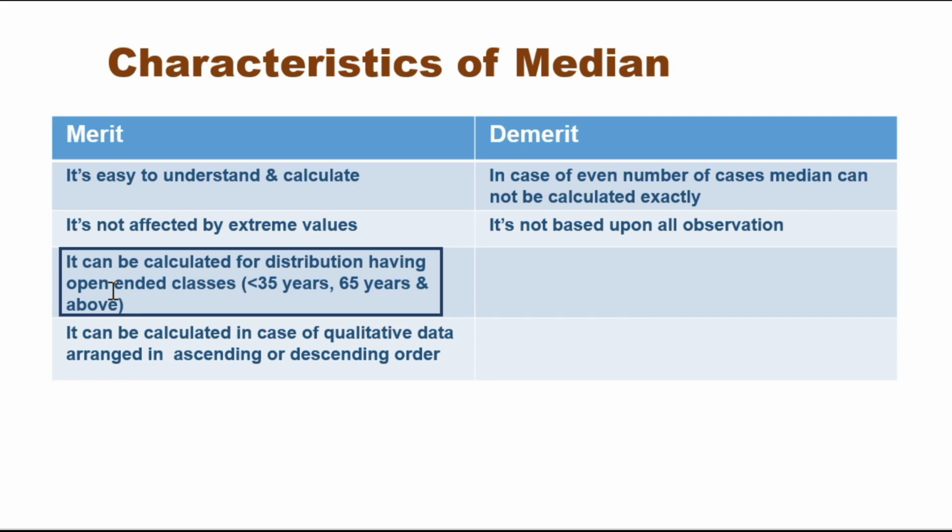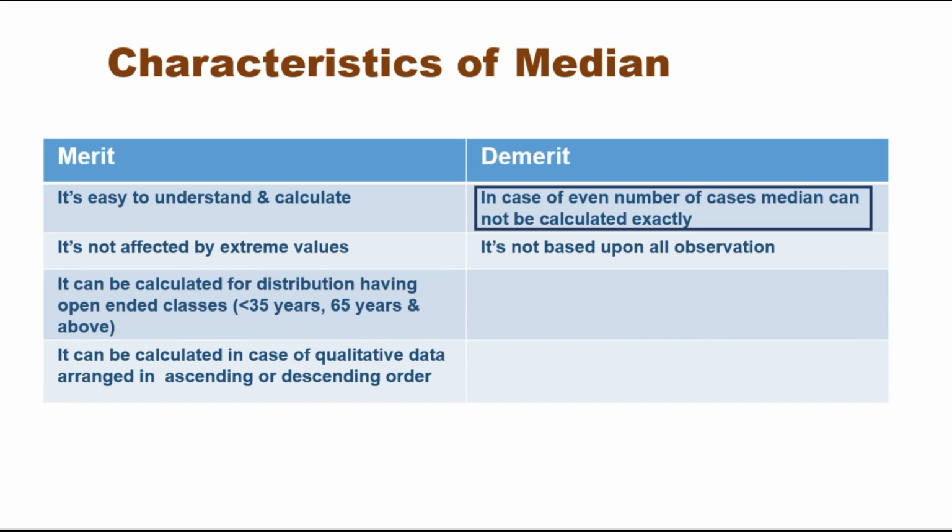Its next characteristic is, it can be calculated for distributions having open-end classes. Okay, so when we have open-ended intervals, then also we can calculate median. Then it can be calculated in case of qualitative data arranged in ascending or descending order. So that means if we have ordinal scale data, then also we can calculate median. We cannot calculate mean for ordinal data, but we can calculate median.